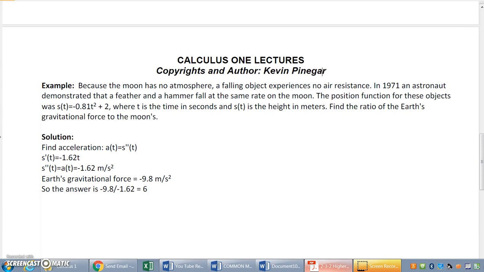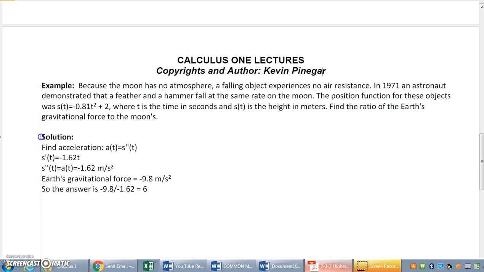Okay, we'll end this with a simple example. Since the moon has no atmosphere, a falling object experiences no air resistance. In 1971, an astronaut demonstrated that a feather and a hammer fall at the same rate on the moon. The position function for these objects was s of t equals negative 0.81 t squared plus 2, where t is the time in seconds and s of t is the height in meters. Find the ratio of the Earth's gravitational force to the moon's.